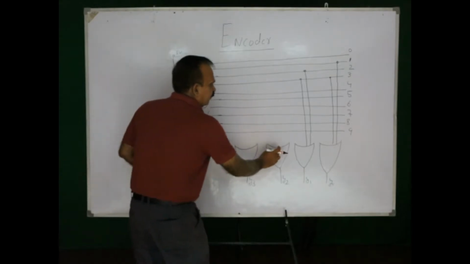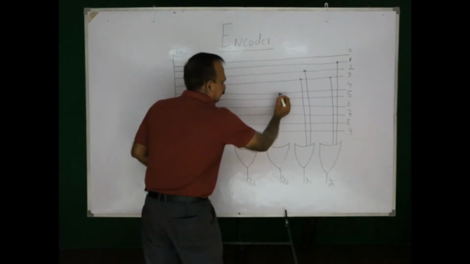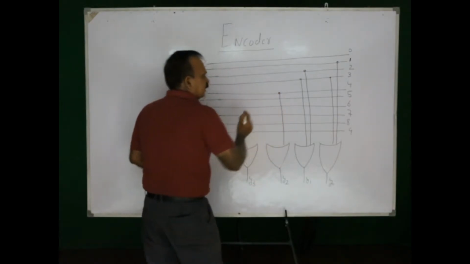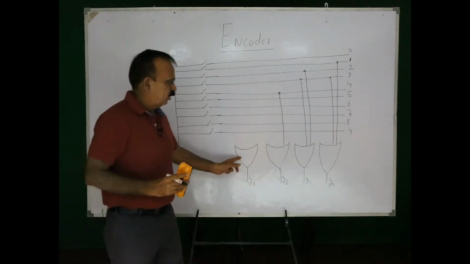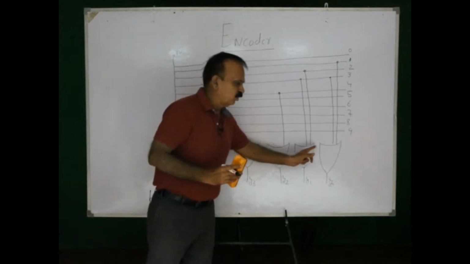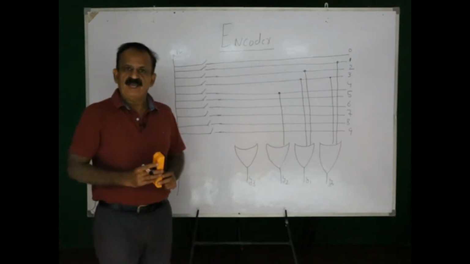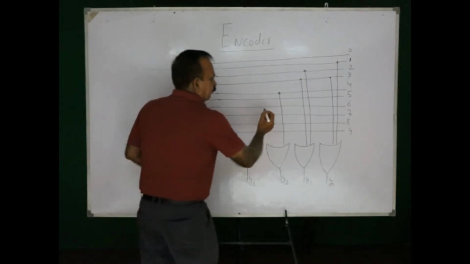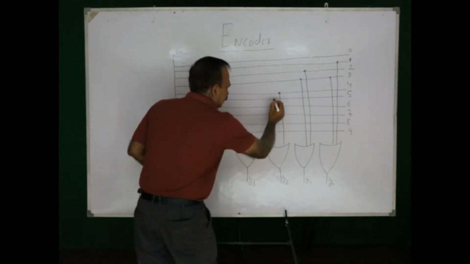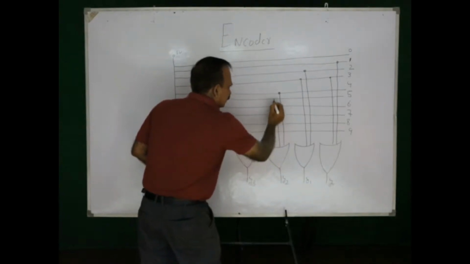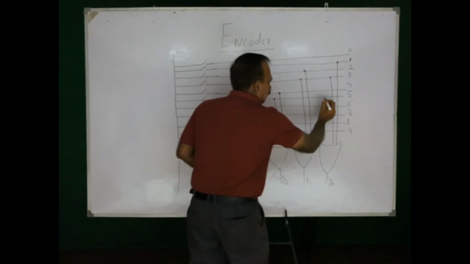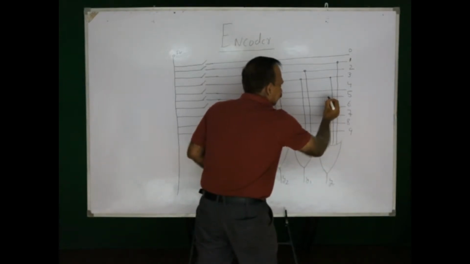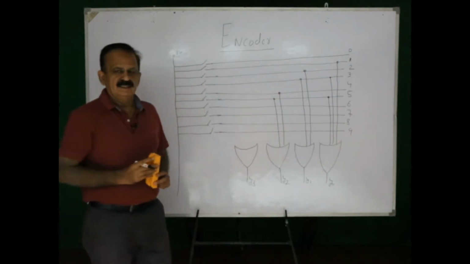That means this gate will be connected with 4. Yes. Now it is 0, 1, 0, 0. What about 5? It is 0, 1, 0, 1. This one is connected and the next one, this one is connected. This will be representing 5, 0, 1, 0, 1.